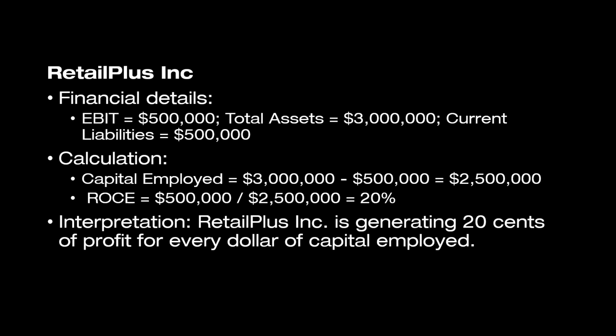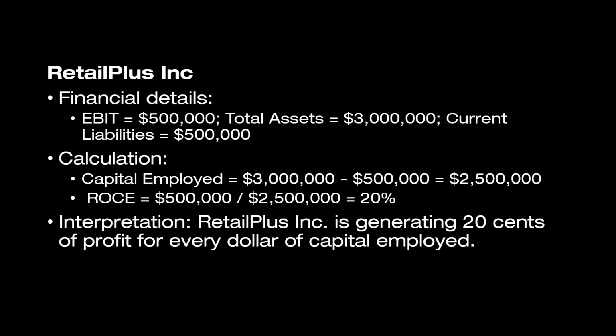Let's consider another example. RetailPlus Inc. has an EBIT of $500,000, total assets of $3 million, and current liabilities of $500,000. To calculate the capital employed, once again, capital employed is equal to total assets minus current liabilities, which is $3 million minus $500,000, that is $2,500,000.